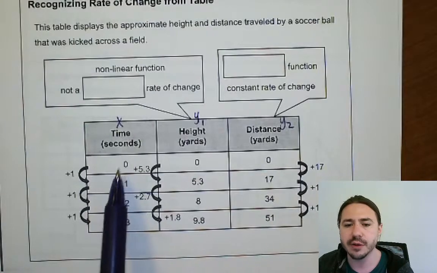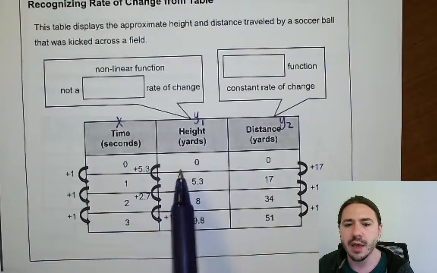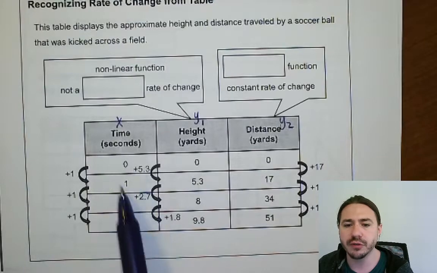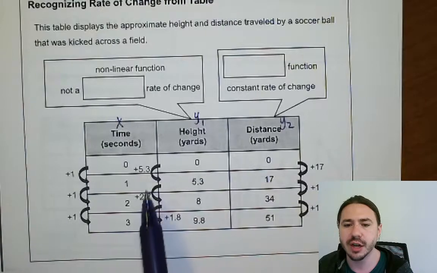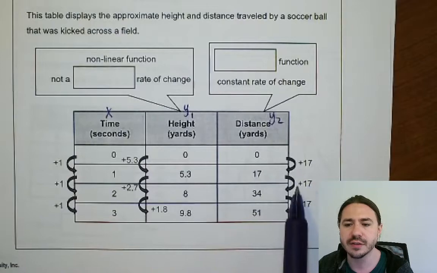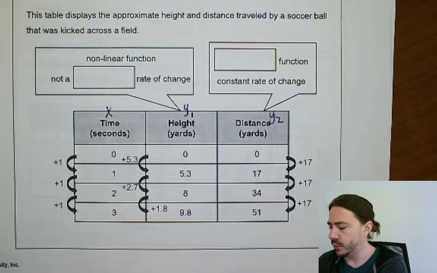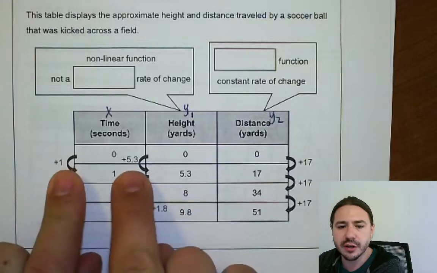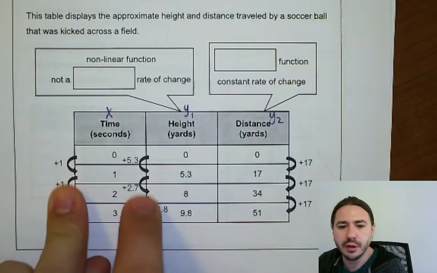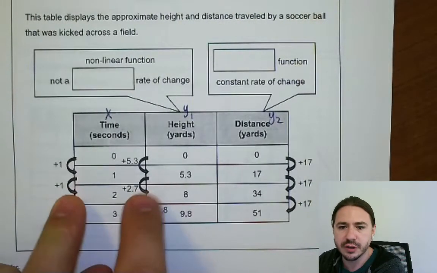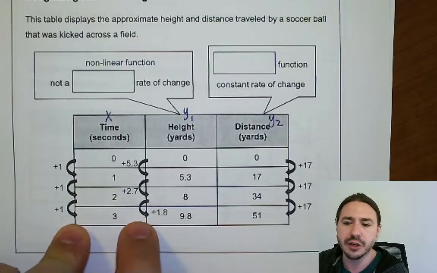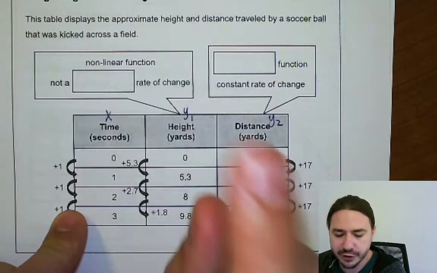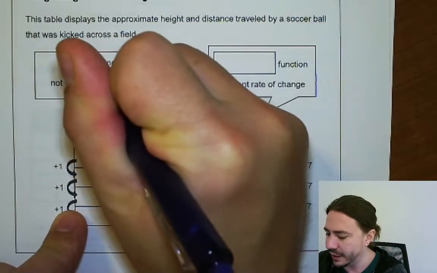If you look at the time, you can see that it's increasing by 1 every time. If we look at the height, this increases by different amounts each time: 5.3, 2.7, 1.8. If you look at the distance, this is increasing by the same amount every time. Computing the rate of change, here I would get 5.3 over 1. Here I get 2.7 over 1. So clearly that is not linear because we're getting a different rate of change for each change. So a nonlinear function means it does not have a constant rate of change.